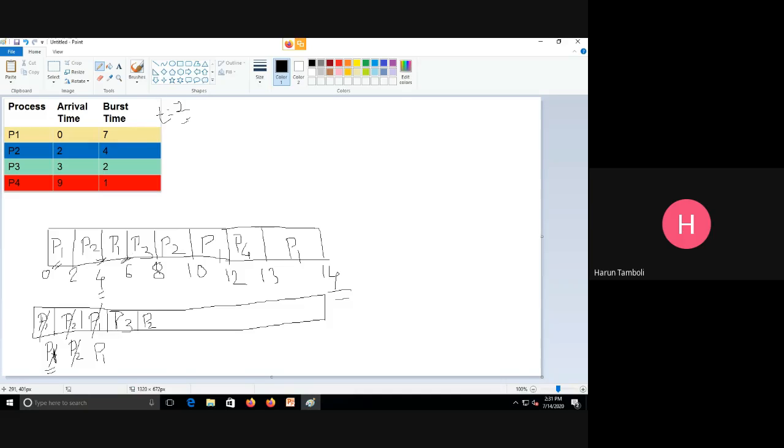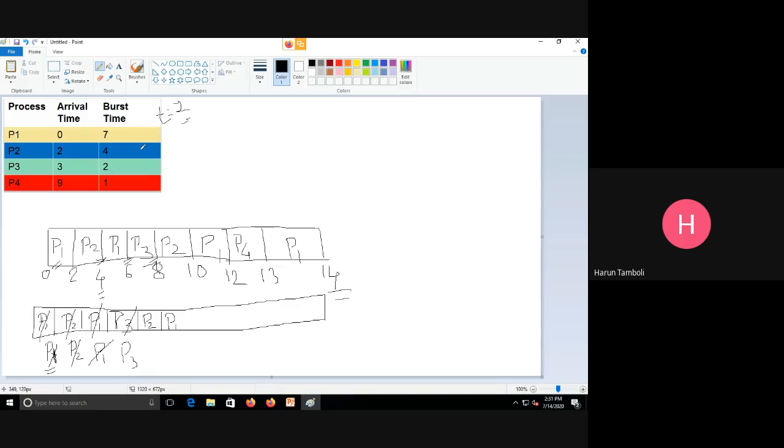Now 4 to 6, P1 executes. In the time slot 4 to 6, P1 will execute. After 6 seconds, P1's time slot is over, it will get preempted. After that, P2 will get allocated, and the current process, that is P3, will get the processor. So here we have started the execution of P3.